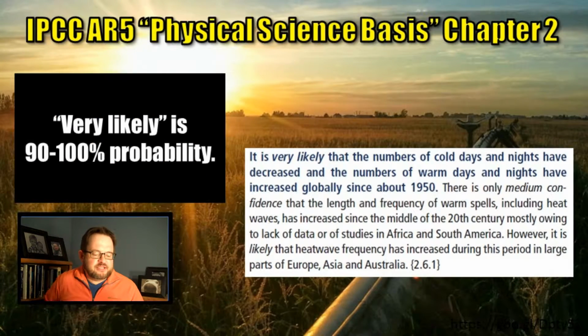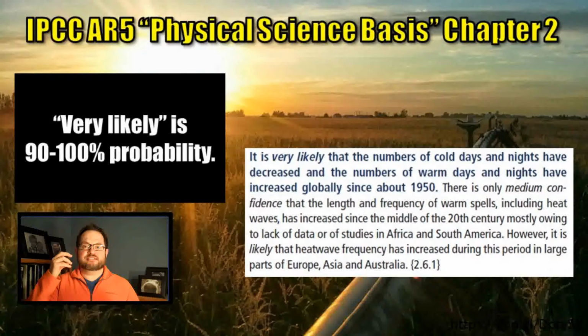It is very likely that the numbers of cold days and nights have decreased and the numbers of warm days and nights have increased globally since about 1950. Very likely is their jargon. Again, you can go into their table where they explain all of that stuff, and you see that very likely means that there is a 90 to 100% chance that this is correct. It is very likely that the number of cold days has decreased and the number of warm days has increased since about 1950.